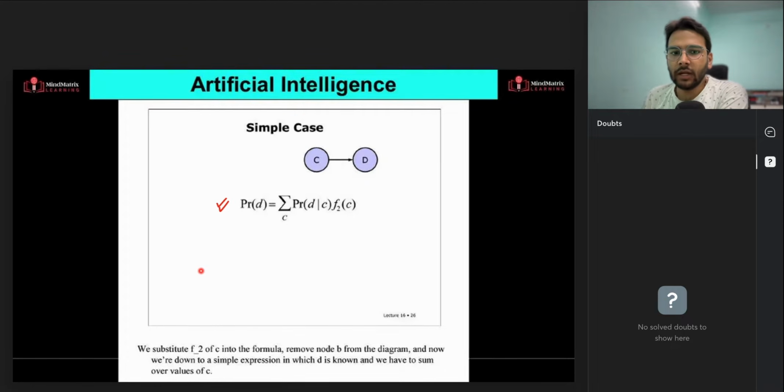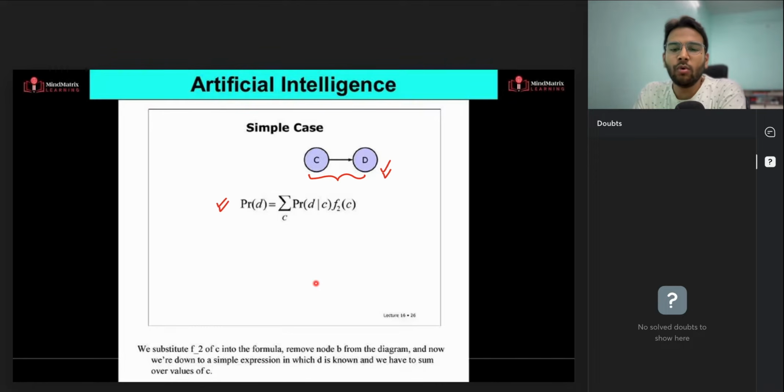Clear? Now this is summation over C, probability of D given C, f2 of C. Now can I say we actually have what we wanted? We have eliminated A, we have eliminated B, now we just have C and D. So we can easily find this: probability of D given C times f2 of C. Is this example clear? Just let me know about the steps that we are following.